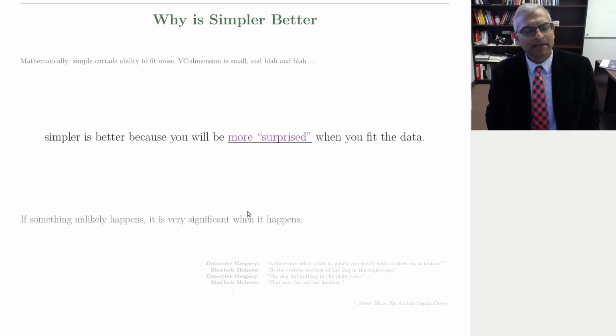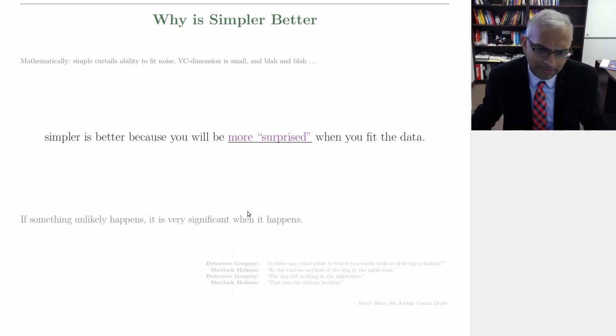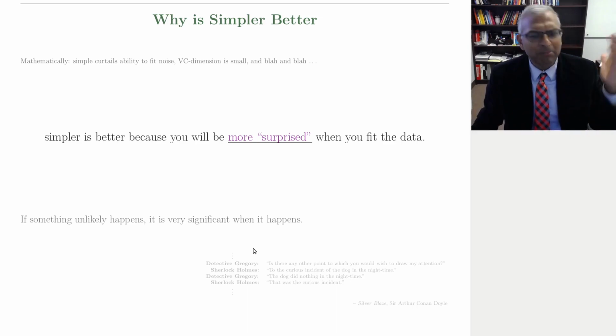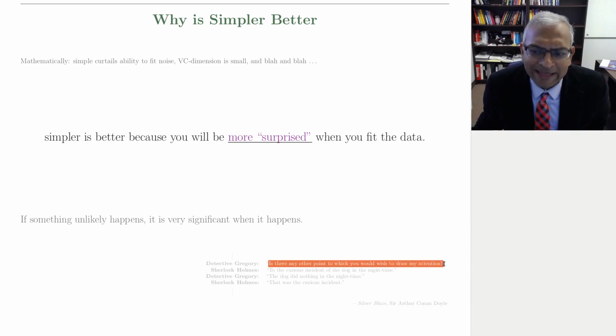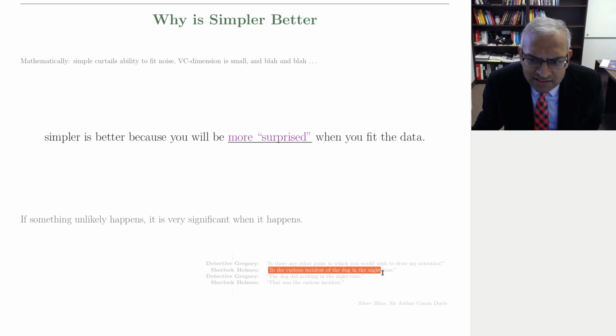And now I'm going to take you back to my childhood. I used to love reading Conan Doyle's Sherlock Holmes stories. I've highlighted an excerpt from a story. Now, Detective Gregory is the typical bumbling detective, who doesn't know what's going on. And he asks Sherlock, is there any point to which you wish to draw my attention? And then Sherlock says, to the curious incident of the dog in the nighttime.